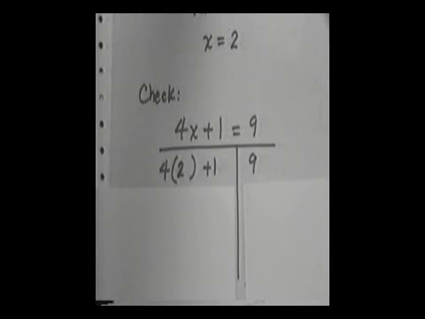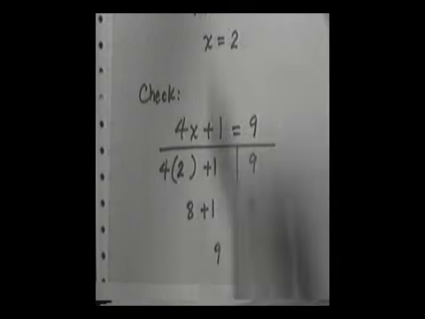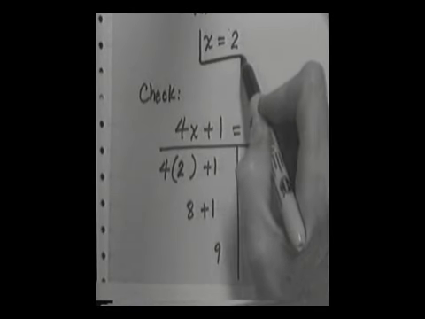On the left side, we have some simplifying to do. 4 times 2 is 8. 8 plus 1 on the left, 9 on the right, and 8 plus 1 is 9. We get 9 equals 9, which is true. That means that our solution, x equals 2, is correct.